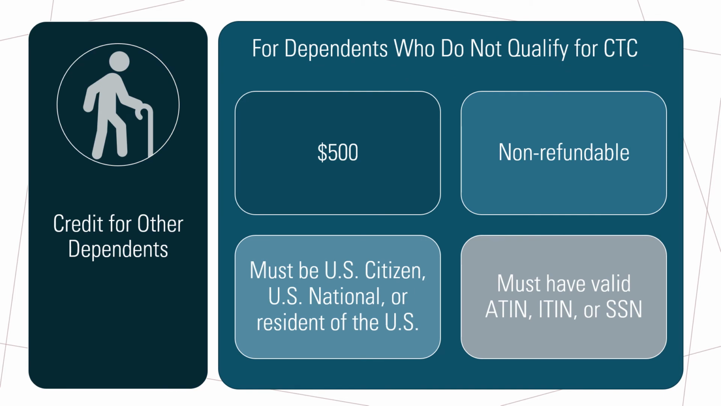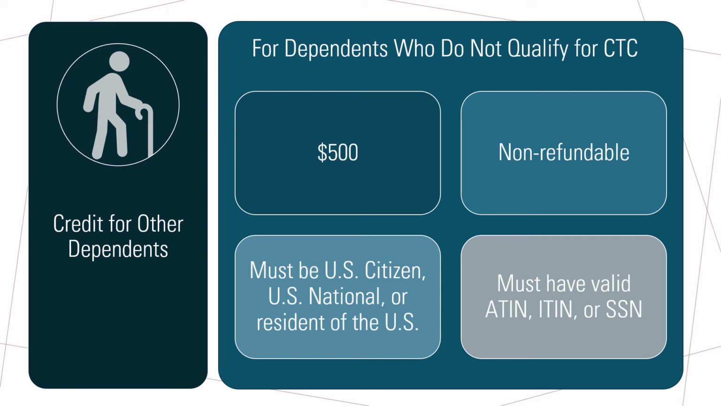Now, there are a lot of dependents that don't qualify for the child tax credit. Certainly, we have our qualifying children who are over the age of 17, and we have our qualifying relatives. In that case, there is the credit for other dependents. And in order to qualify to get the credit for other dependents, the dependent must be a U.S. citizen, a U.S. national, or resident of the U.S., so that's the same. But we have a little more room with the tax identification number. So in this case, they can have a Social Security number, but they can also have an ATIN or an ITIN.